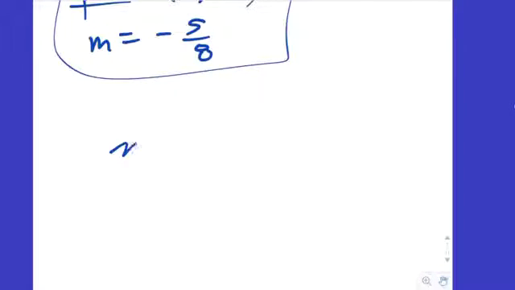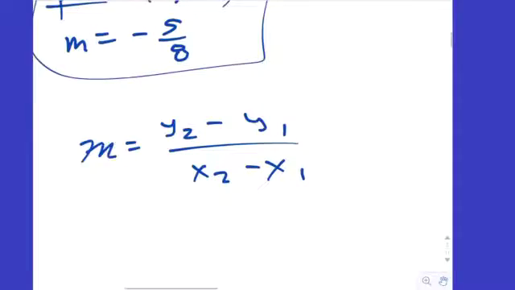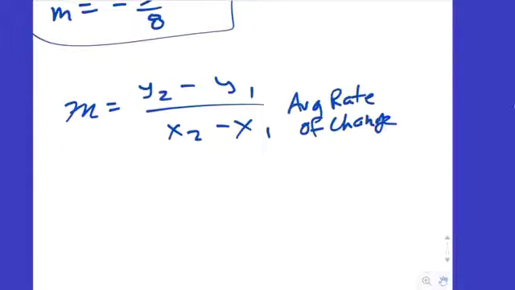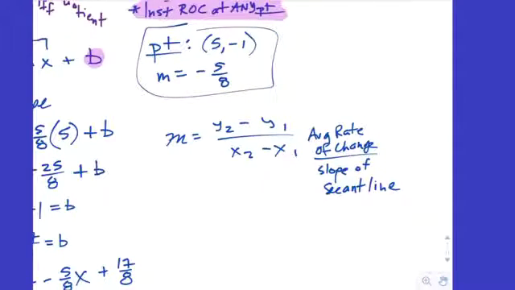Let's look at this equation right here. m equals, again, y sub 2 minus y sub 1 over x sub 2 minus x sub 1. What do we call that? Difference quotient. It gives you the average rate of change between those 2 points. On a curve, it also gives you the slope of the what line? We talked about that yesterday. No, not the tangent line, the secant line. The slope of the secant line is the one that connects a curve in 2 points. On a line is its own secant line.